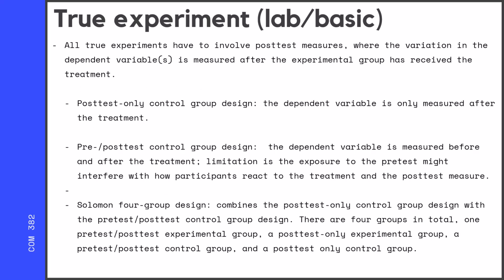Now, all true experiments have to have some sort of post-test measure, where you're measuring something after the intervention, where the variation in the dependent variable is measured after the experimental group got the treatment. Here are 3 different kinds of true experiments. One is a post-test only control group design, and this is a case where the dependent variable is only measured after the treatment. I'll give you an example.